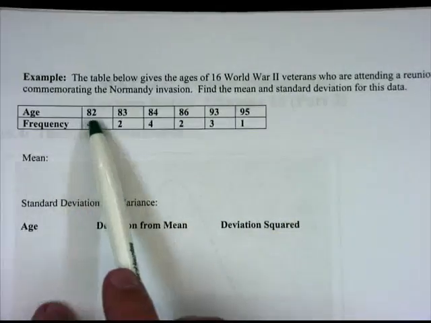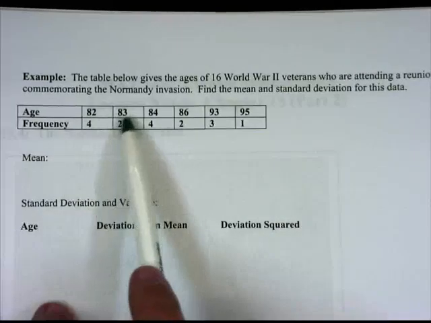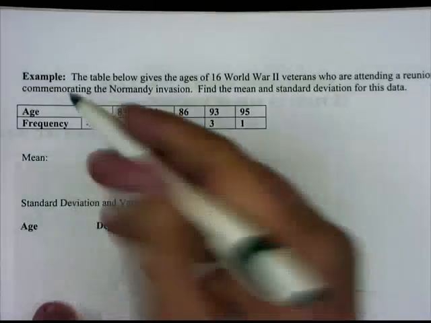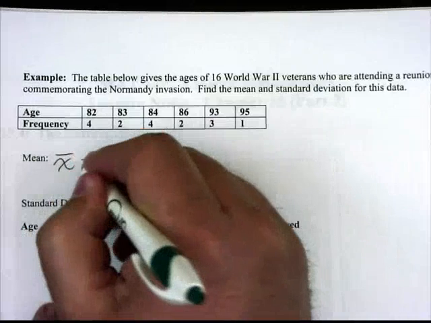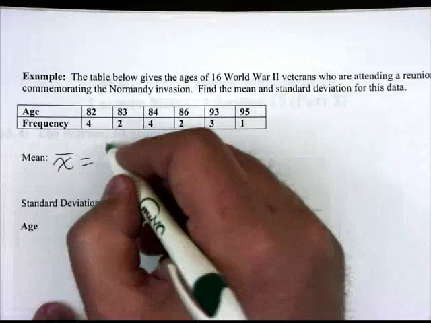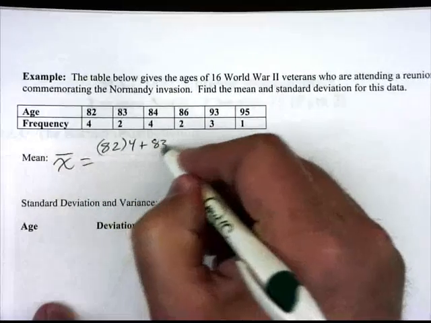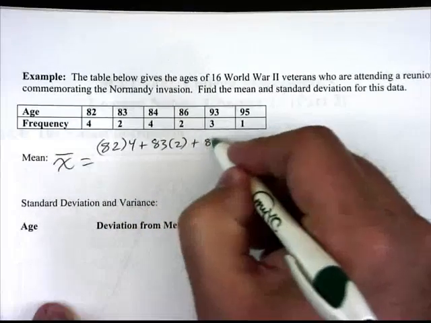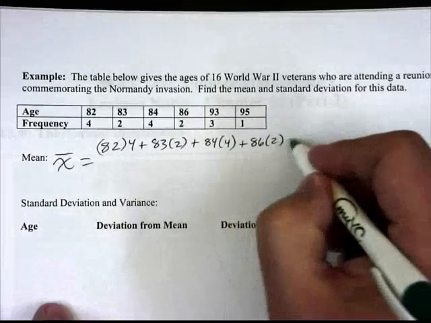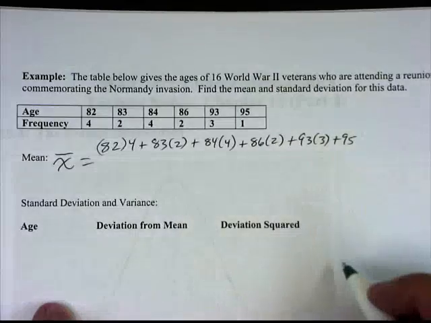So notice this time, instead of just having a list of data, they're saying there was actually 4 people who were 82. There were 2 people that were 83, 4 that were 84, et cetera, et cetera. So if we want to find the mean of this set of data, we have to say that there's 4 82s, and I could write 82 plus 82 plus 82, or I could say 82 times 4, plus 83 times 2, plus 84 times 4, plus 86 times 2, plus 93 times 3, plus 95 times 1.